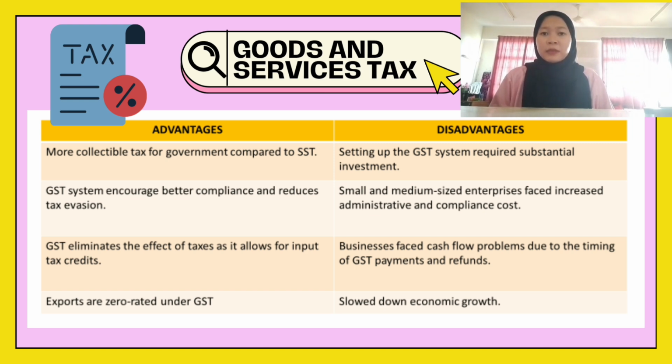Third is GST eliminates the cascading effect of tax as it allows for input tax credits, which means businesses can claim credits for GST paid on purchases. The last one is exports are zero-rated under GST, which means that exports are not taxed, making Malaysian goods more competitive in the international market.